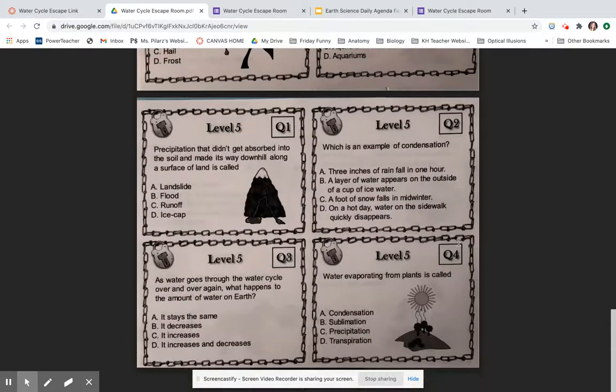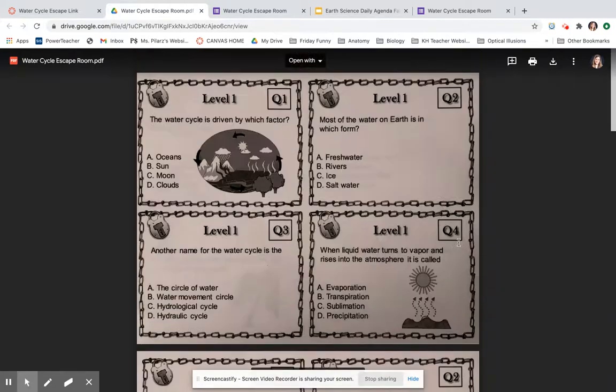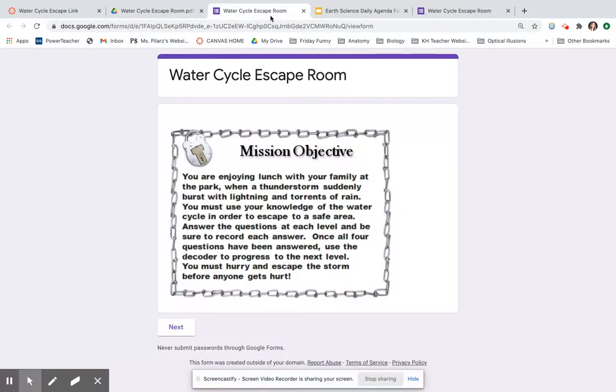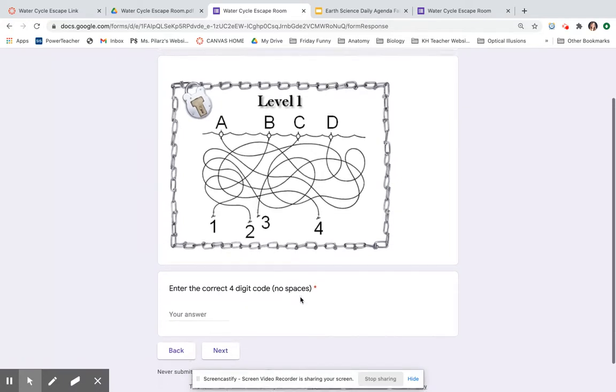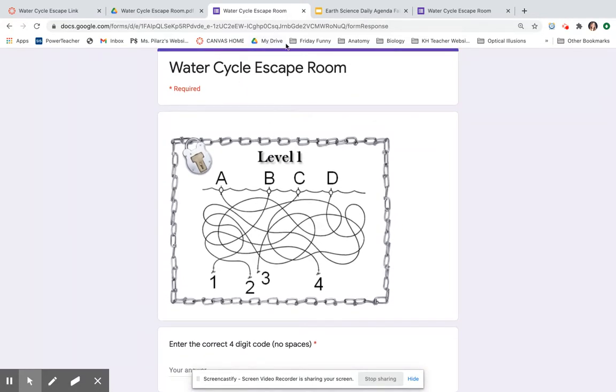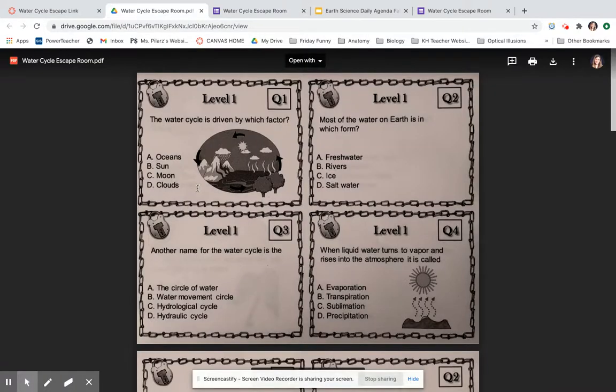They each have 4 questions, okay? But you want to go level by level. Essentially, what you're going to do is figure out what the answers are to these 4 questions, and then you're going to use those answers to figure out a code on the escape room link page. So first, let's go back to the questions. So let's do level 1 together.